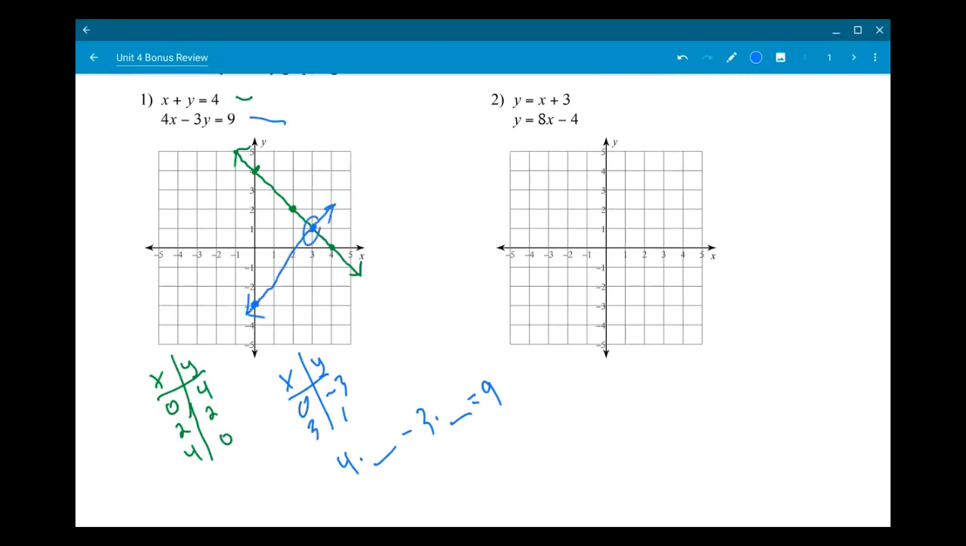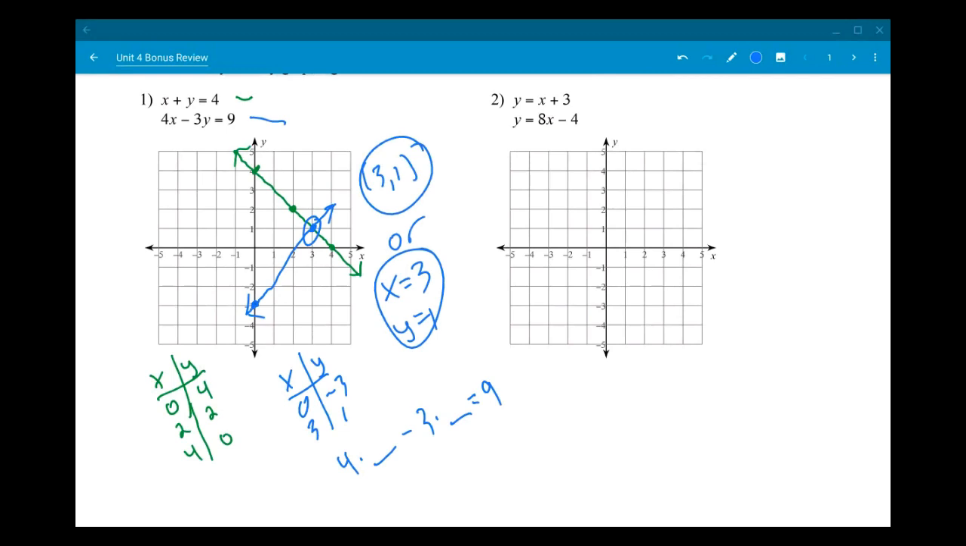Now, it's not enough just to circle that point of 3 and 1. You do have to write it either as an ordered pair, or you could write it as x equals 3, y equals 1. Both of those would be acceptable ways of writing your answer.